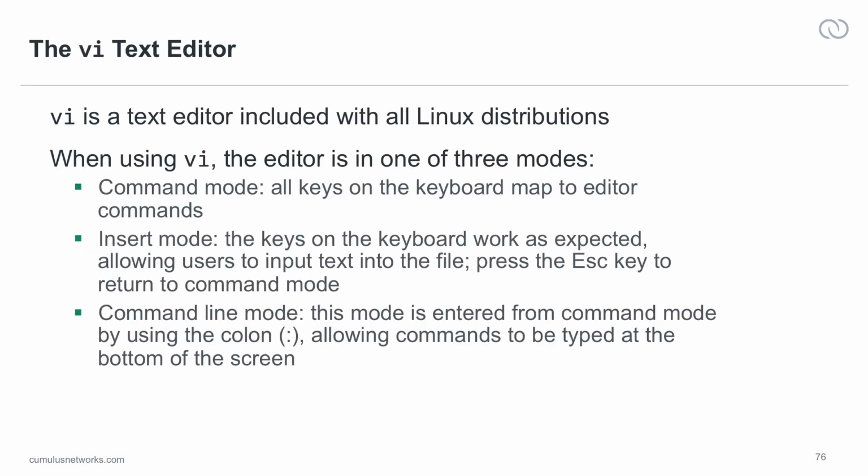The other text editor available with Cumulus Linux is VI. VI is a text editor included with all Linux distributions and descends from the original Unix operating system that Linux is developed from. When using VI, the application will run in one of three modes: command mode, insert mode, and command line mode. When in command mode, all keys on the keyboard map to editor commands.